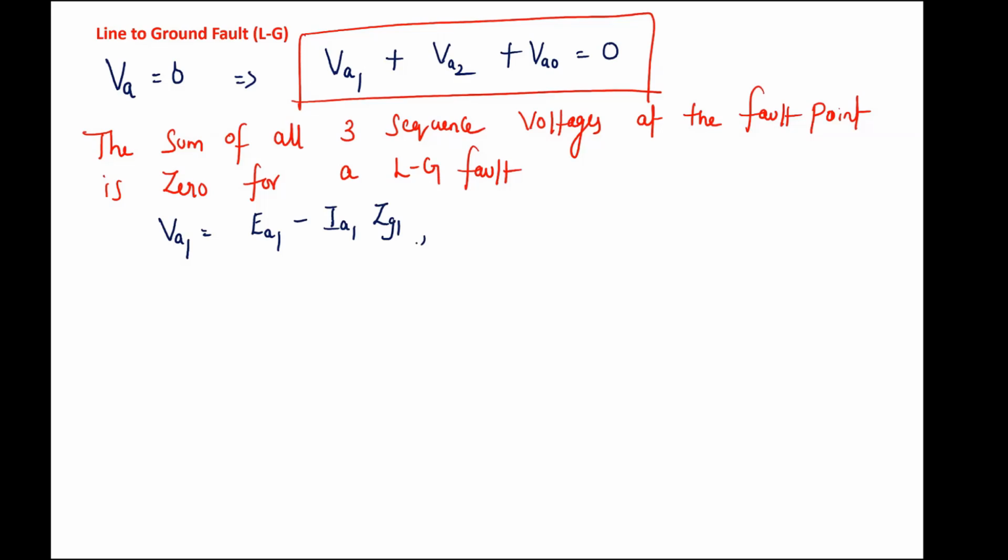VA2, how can I write it? Minus IA2 into ZG2. This is from the negative sequence network of the synchronous generator. VA0, how can I write it? Minus IA0 into ZG0 plus 3ZN. This is from the zero sequence network of the synchronous machine. So from the sequence networks, I can write VA1, VA2 and VA0 in this fashion. If I add all these three, it should become 0.